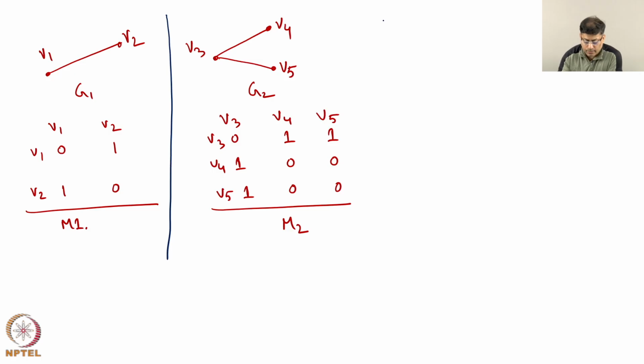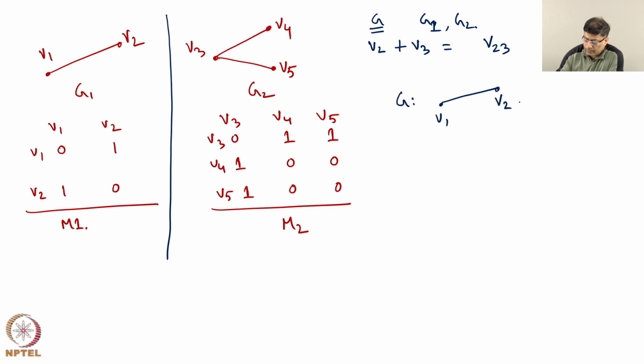Now, we decide a new graph G will be constructed, which will merge G1 and G2 in what way? That V2 will be added with V3 and a new vertex will be constructed. Let us call it V23. That means, how will the new graph look? It will look like this: V1, V23, and then here will go V4 and here will be V5. This means that one vertex of this graph G1 will be merged with a vertex of the other graph.